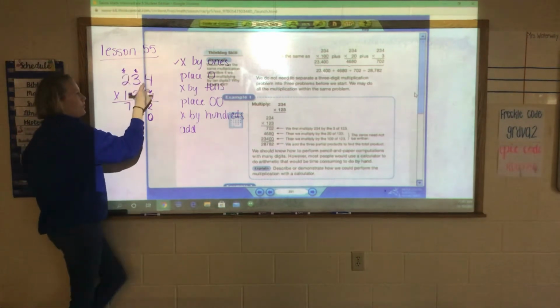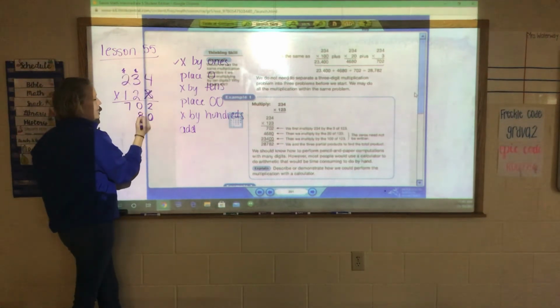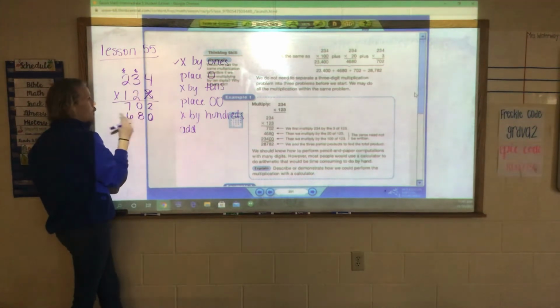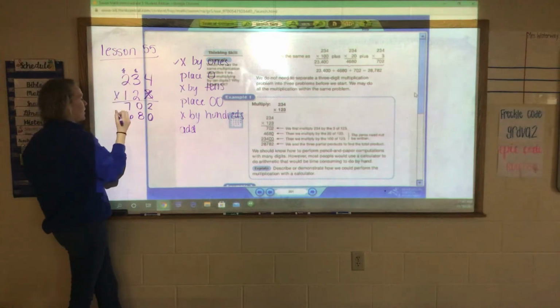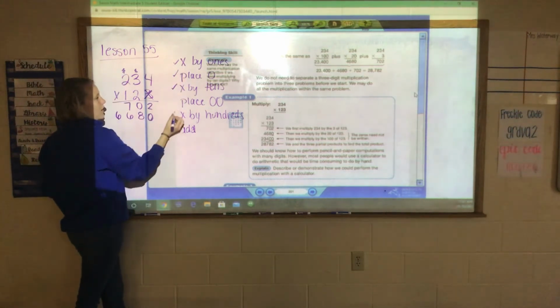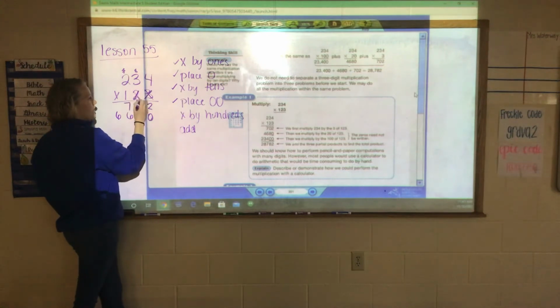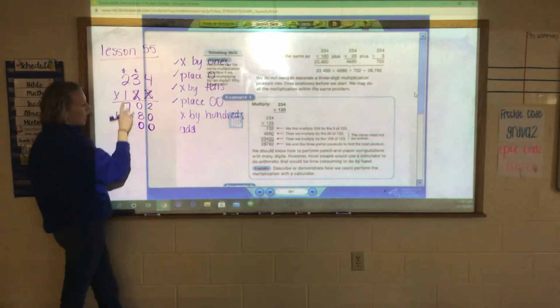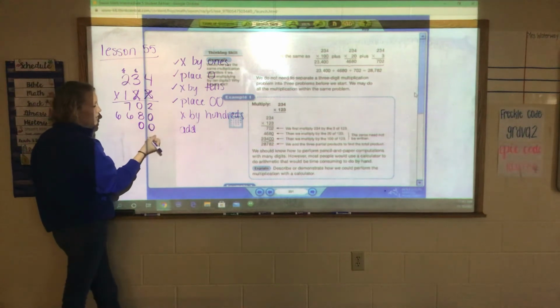Okay, 2 times 4 is 8. 2 times 3 is 6. 2 times 3 is 6. Put my placeholder. All right, now cross out. How many x's do I have? 2. I'm now multiplying by my hundreds place. Do you see how these are the zeros for my hundreds place?